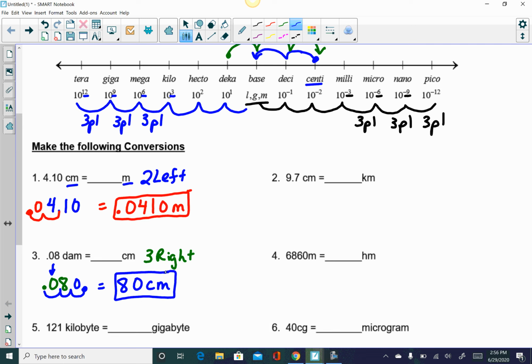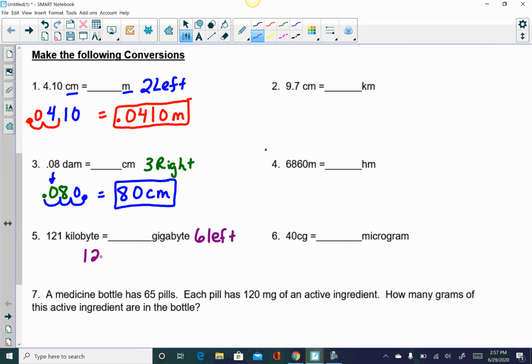And then let's look at number 5, 121 kilobytes to a gigabyte. So if I'm sitting here at a kilobyte and I want to go to a gigabyte, I'm moving it 1, 2 places physically, but notice these exponents, I'm really moving it 6 places. So I'm going to be moving that 6 places to the left. So I start here with my 121. And remember, if you don't have a decimal in your number, it's assumed to be sitting at the end, and I go 1, 2, 3, 4, 5, 6, and put that decimal point there, and then insert zeros, and that gives me a final answer of 0.000121 gigabytes.